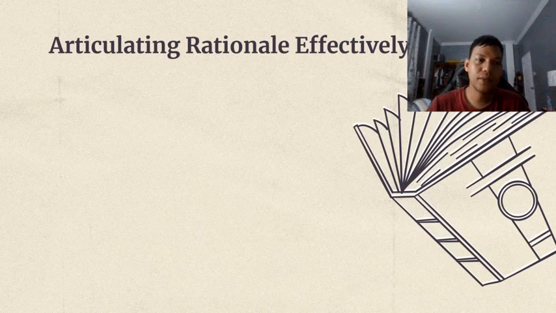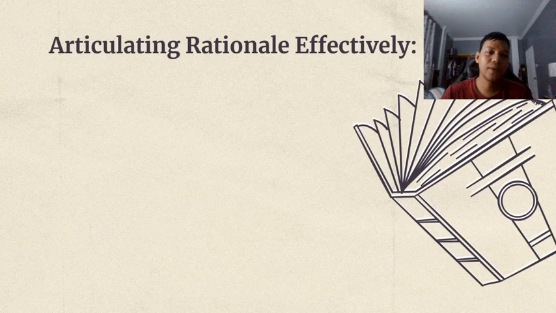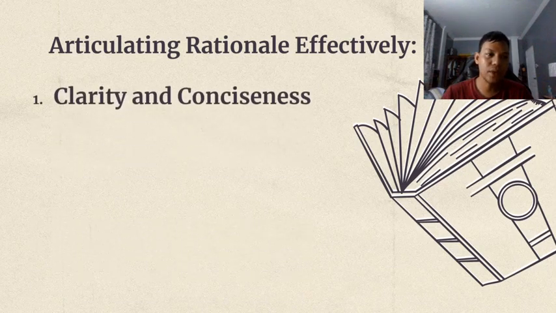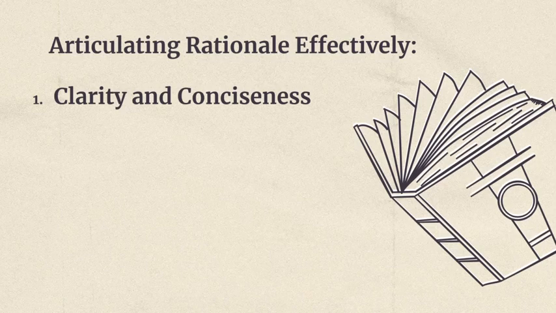And lastly, articulating rationale effectively. In order for you to have this rationale effectively, I'm going to share some tips to have a good rationale. The first one is the clarity and conciseness of your paper. You need to express your rationale in clear and concise language, and avoid using jargon or unnecessary complexity. Please do not use terms, words, or phrases that can hardly be understood. Just use simple words and simple terms in order for your readers to easily grasp the ideas.